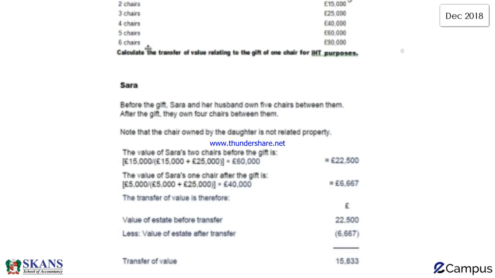Well, as we know, before transfer, Sarah had 2 chairs, her husband had 3. So the value of total related property would be of 5 chairs, that is 60,000. I'm multiplying it with value of 2 chairs, that is 15, and divided by 15 plus value of 3 chairs. And that's why this is value of estate, which is before transfer.